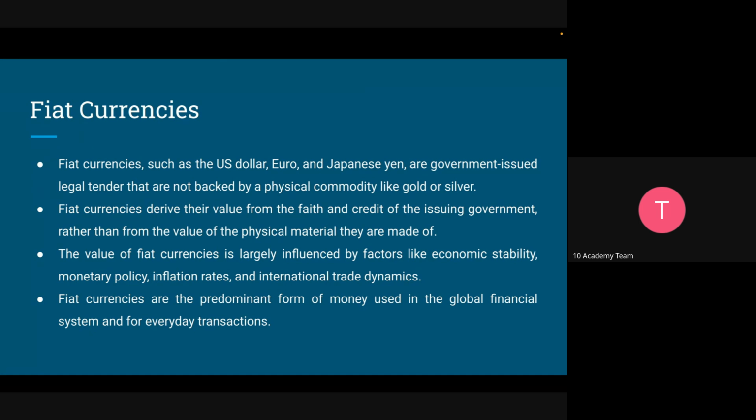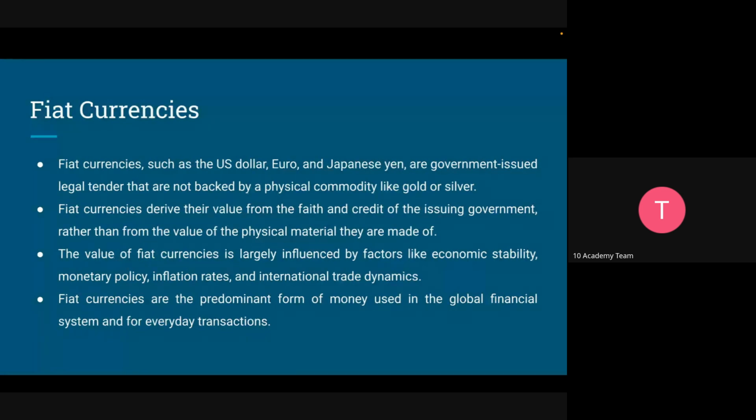This is just to remind you about fiat currencies. What are they? Fiat currencies such as the US dollar, euro, all these many currencies that we know, are government issued. They are not backed by a physical commodity like gold or silver. So behind them, there is no physical commodity.